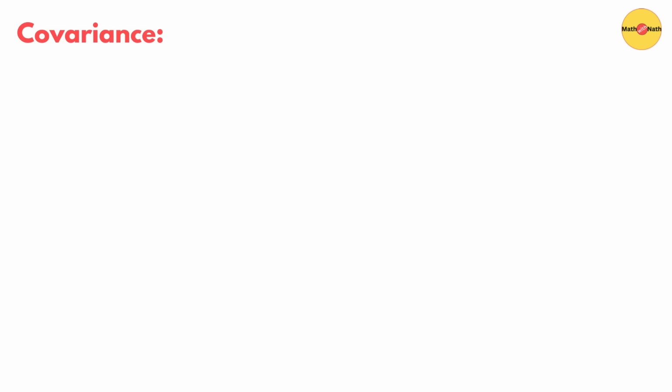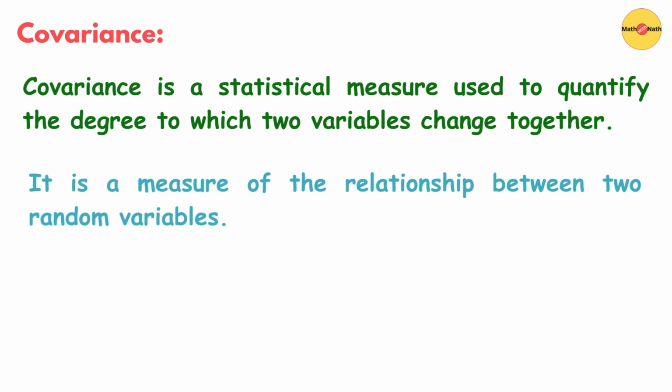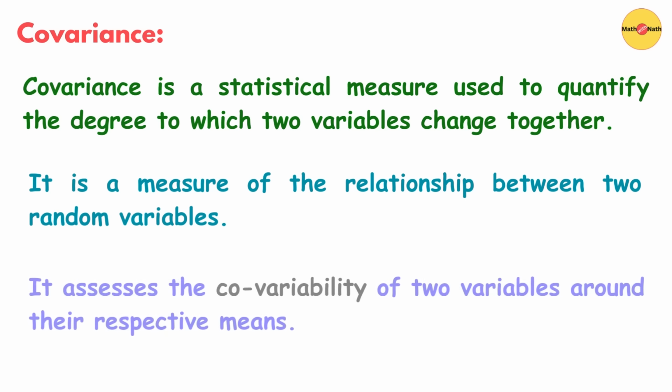Covariance. Covariance is a statistical measure used to quantify the degree to which two variables change together. It is a measure of the relationship between two random variables and assesses the covariability of two variables around their respective means.